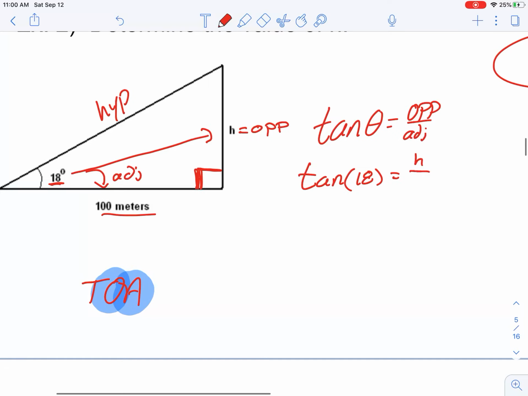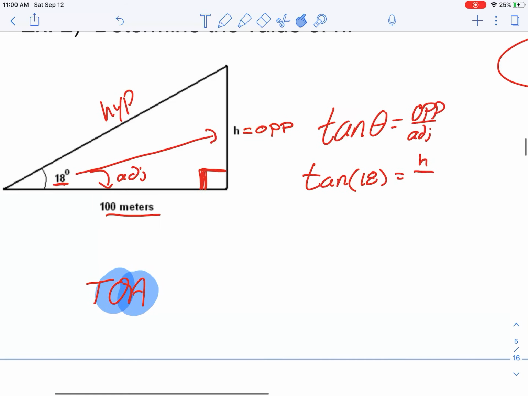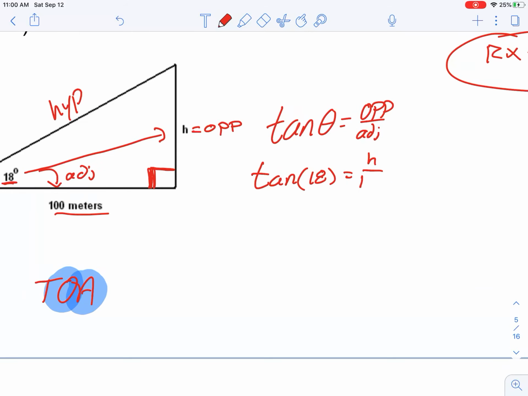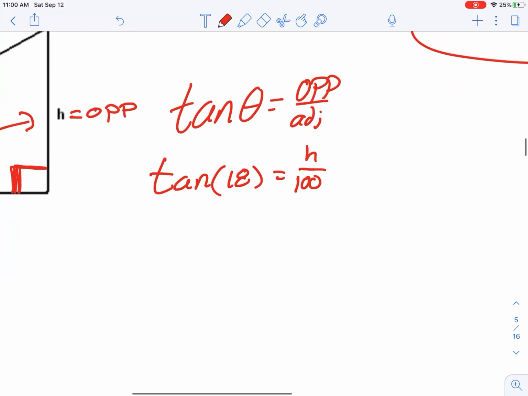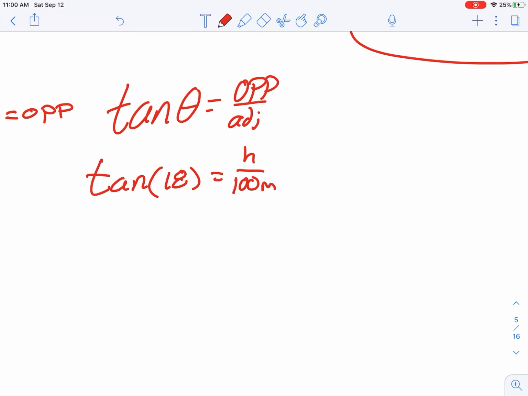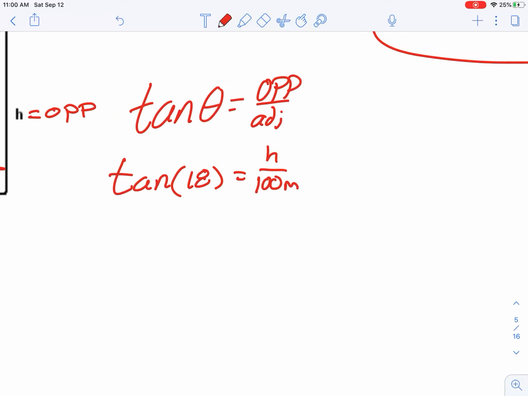So I'm going to represent opposite as h here. And what's our adjacent? Remember, even though hypotenuse is technically beside, it cannot be adjacent. So our adjacent has to be 100 meters. So h over 100. And now we can solve for h here.